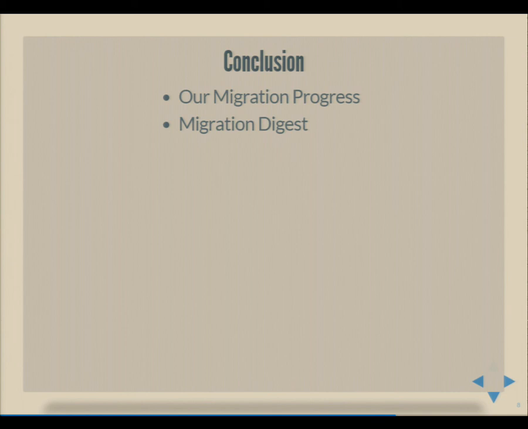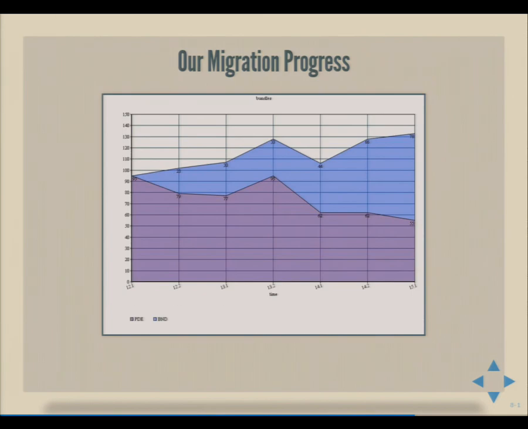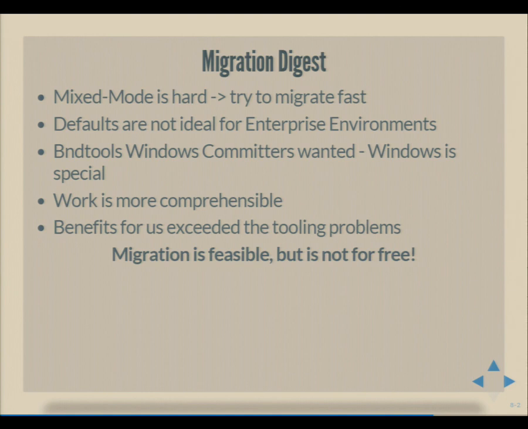So, what is our conclusion? We started in 2012 with BND, and the purple things are the Eclipse PDE bundles which we have, and the blue things are the BND bundles. You see that for our next release we have reached the break even, so we have more BND bundles than PDE bundles. And we are now trying to push hard to get rid of all of the PDE bundles, to have this mixed mode no longer available. So that is our conclusion.